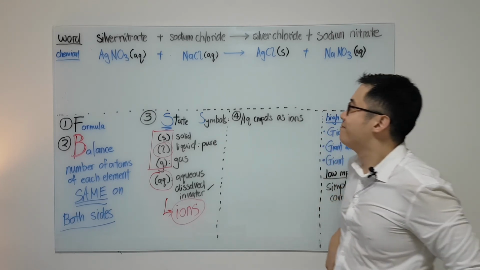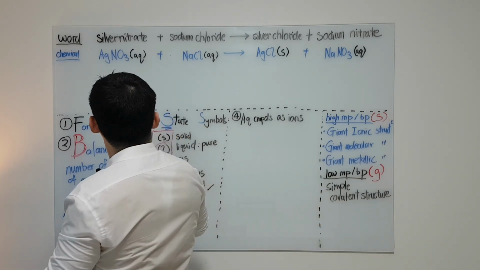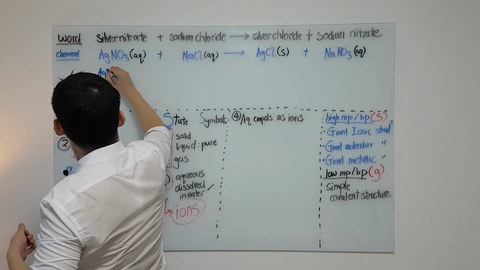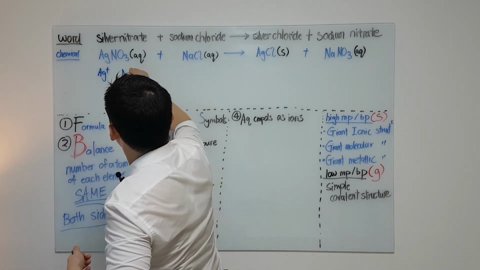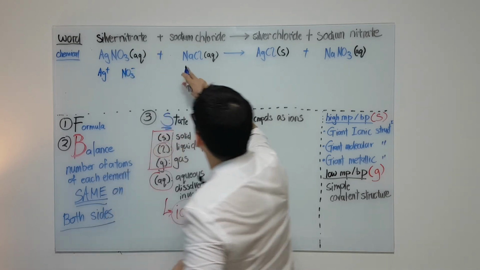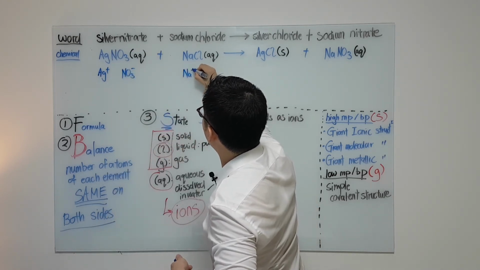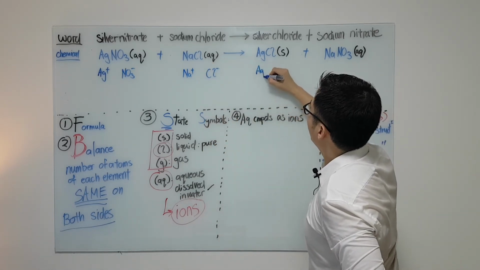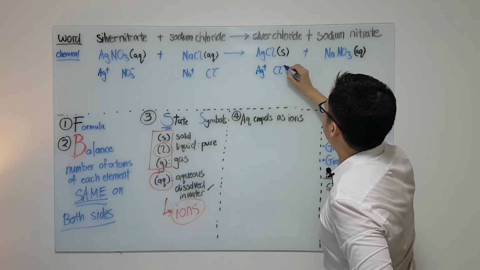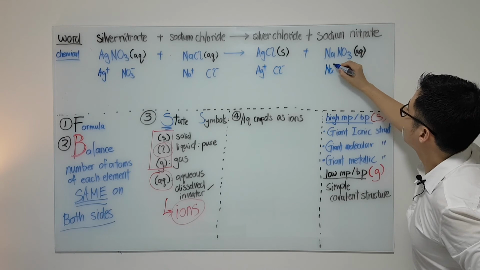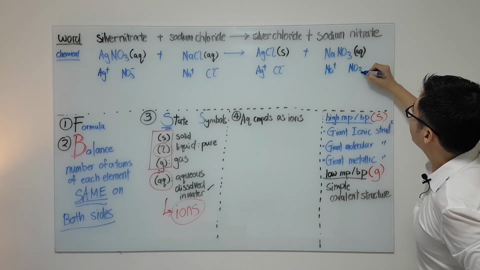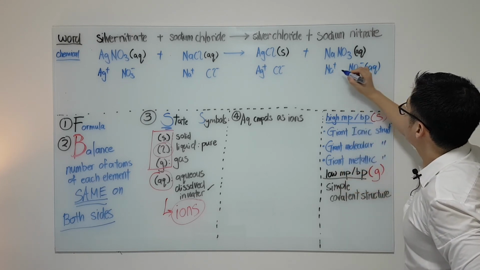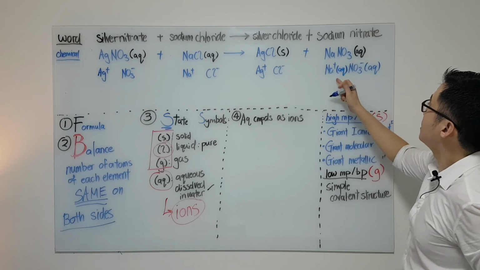So let us do that now. So Ag becomes Ag plus. NO3 becomes NO3 minus. Na as ions is Na plus. Cl is Cl minus. Ag is silver, Ag plus. Cl, Cl minus. Na plus. NO3 minus. Students, when we are writing as ions, don't forget to write their state symbols. And in this case here, it's all aqueous.